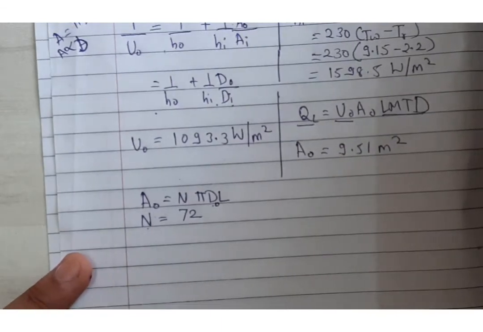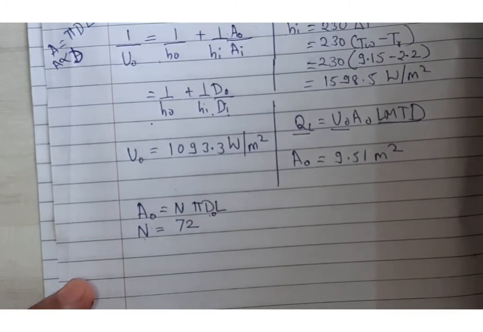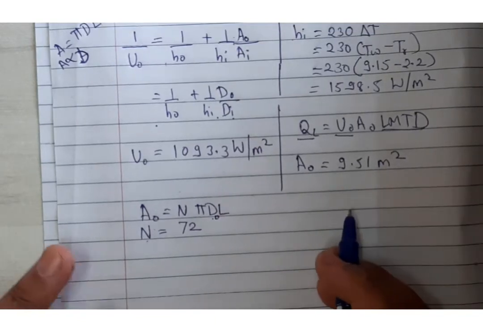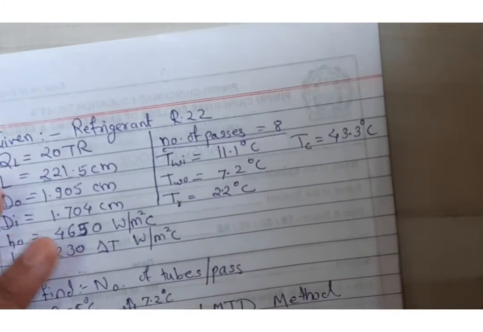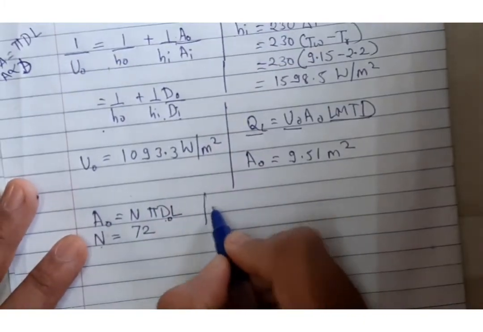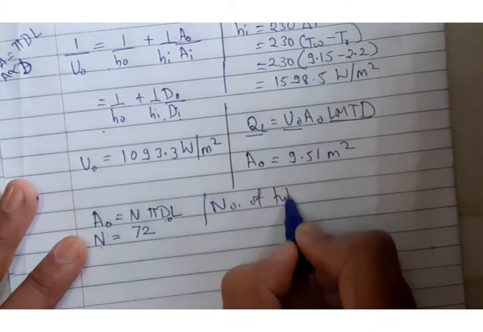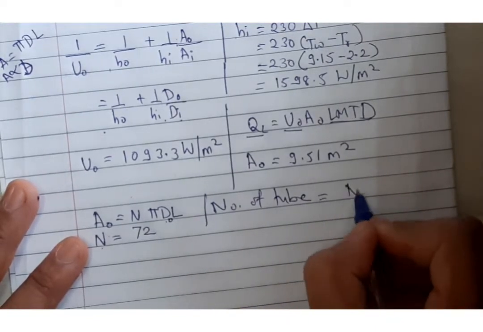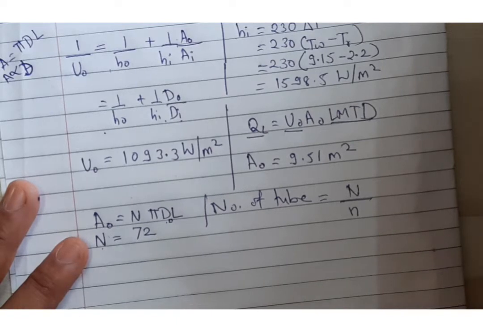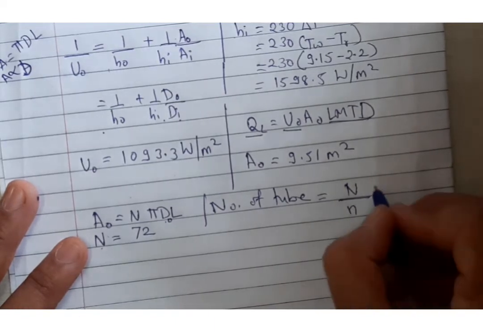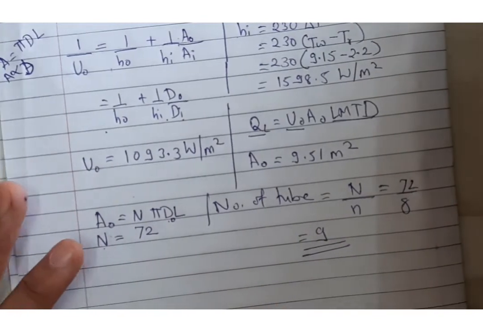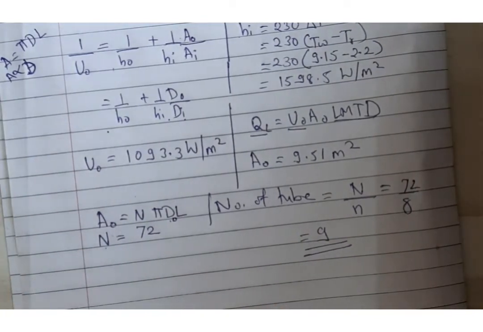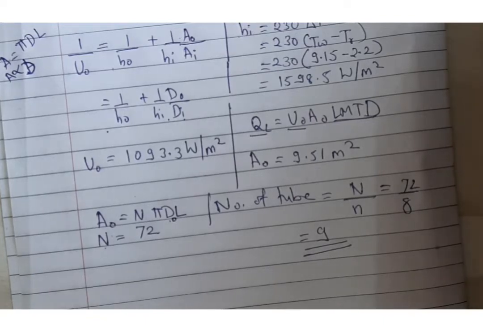Now single refrigerant tube, how many times has it passed? 8 times. It is given in the numerical, right? So you can see here number of passes for the single tube is 8. So from here we can find the number of tubes, how many tubes are there. So that is equal to total number of passes upon number of passes per tube. So that is 72 by 8. So this will be equal to 9 tubes. Okay, so this is how we are supposed to solve the numerical.